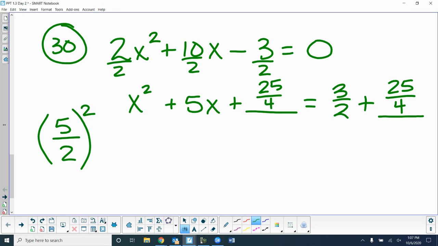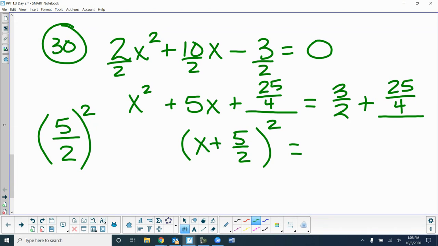Okay? So, now I made it special. I completed the square. The square root of x squared is x. The sign in front of the b is plus in this problem. And the square root of that, which is basically what you just did, 5 over 2. You just squared 5 over 2. Now you're just rewriting it.